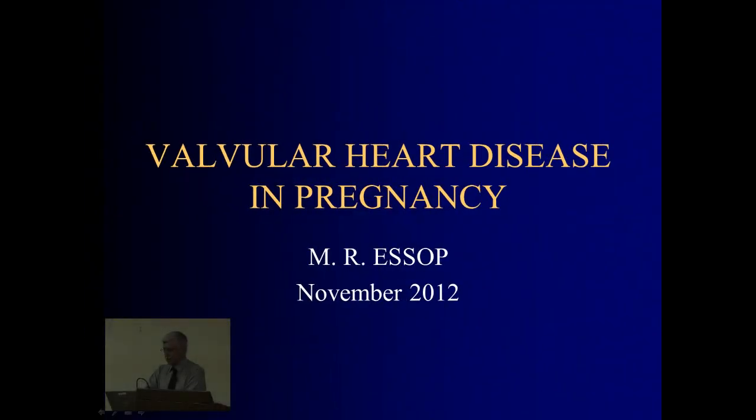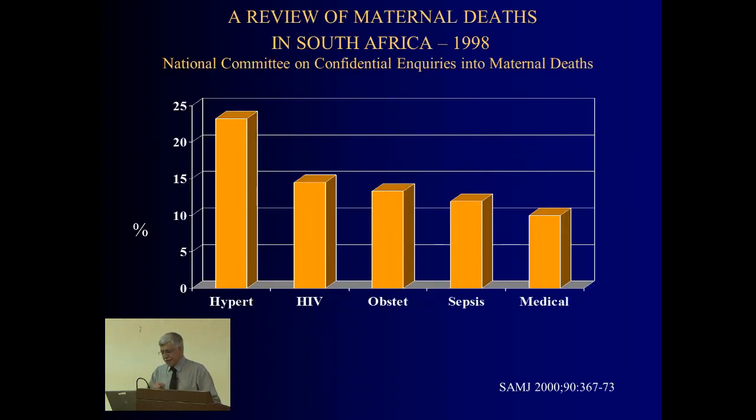Take you on this, I should call it a whirlwind tour of valvular heart disease in pregnancy in 12 and a half minutes. To kick off straight away, in the 1990s, we had the deplorable situation in South Africa where the maternal mortality was in excess of 250 deaths per 100,000 women.